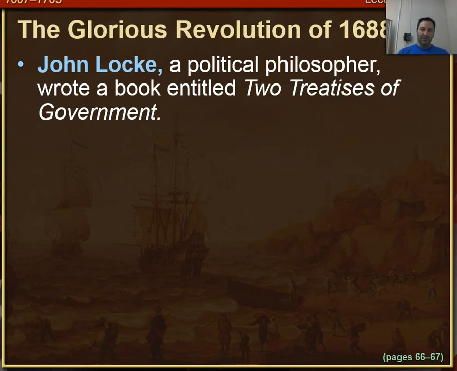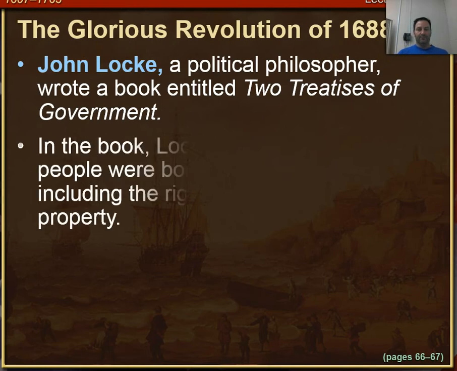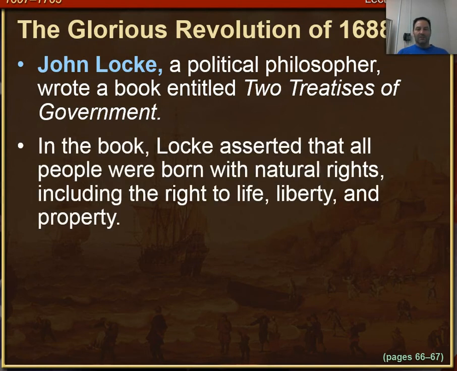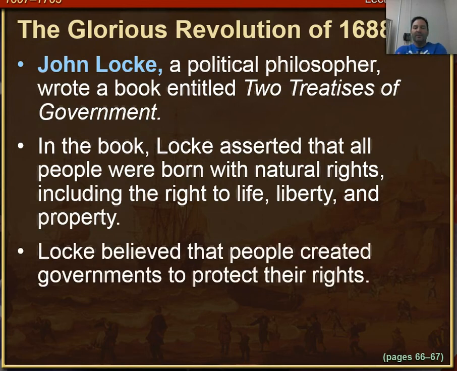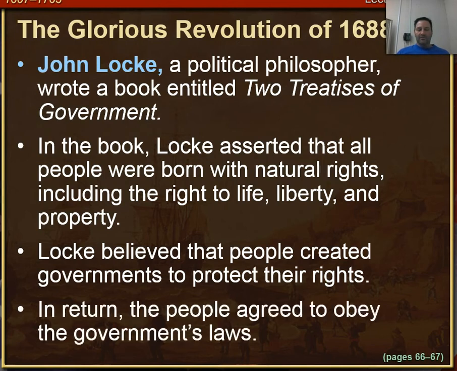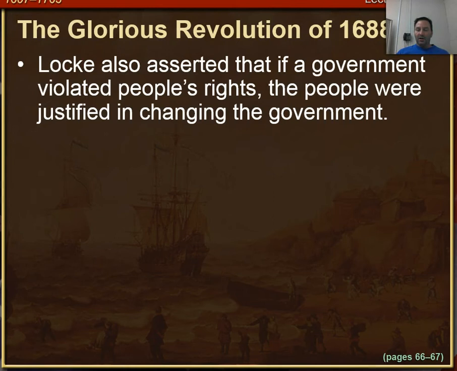Okay, so he wrote a book entitled Two Treatises of Government. In the book, Locke asserts that all people were born with natural rights, including the right to life, liberty, and property. Locke believed that people created governments to protect these rights. In return, the people agreed to obey the government's laws. Locke also asserted that if a government violated people's rights, the people were justified in changing the government.